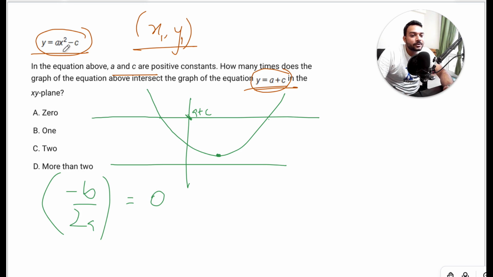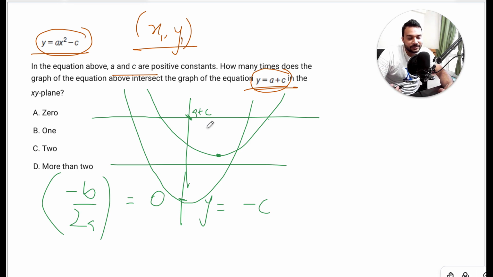At x is equal to 0, what is y? y is equal to negative c at x is equal to 0. So it's somewhere 0 comma negative c. The graph is somewhere here. So negative c is for sure lesser than a plus c. So 100% guarantee that there are 2 points of intersection. This is a quicker way, a better way to do this. Okay, 2. Let's go for the next one.